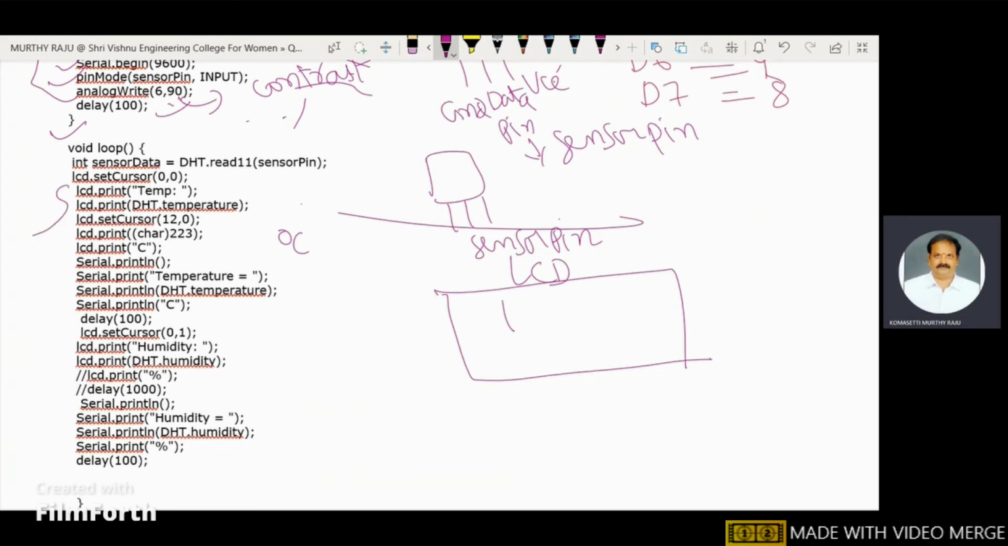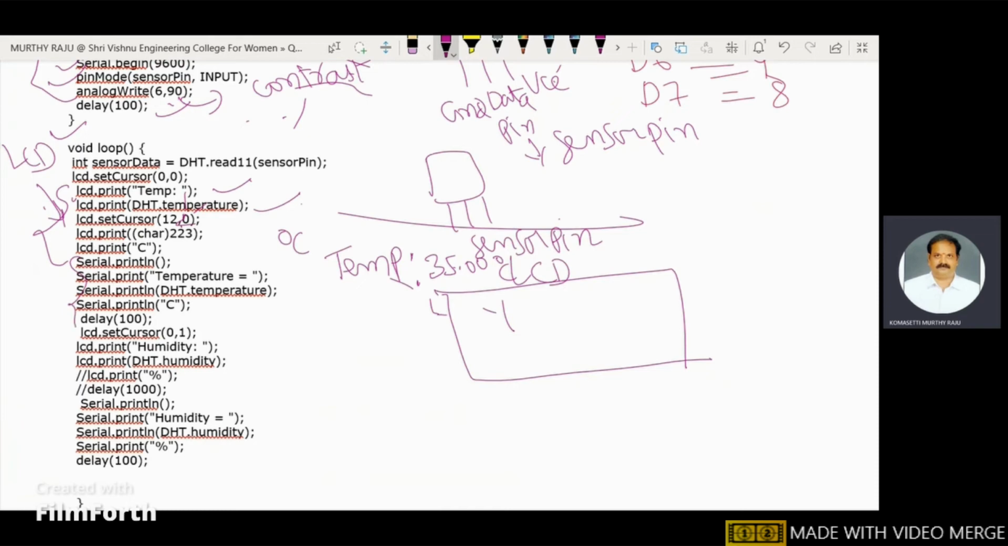The meaning of this is to print the temperature. LCD.print DHT.temperature means getting the value from the sensor. Suppose that value is 35.00, followed by degree centigrade, printed from the 12th column and 0th row. These are the statements belonging to the LCD.